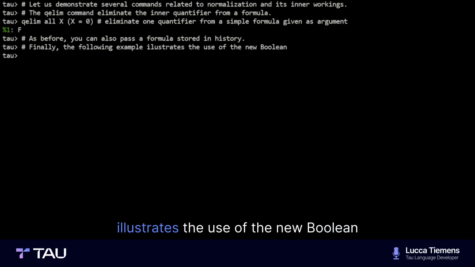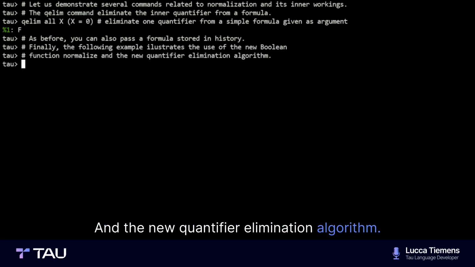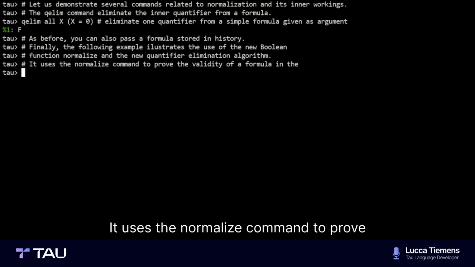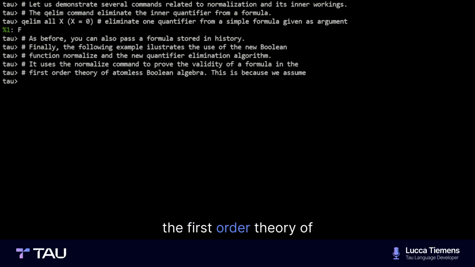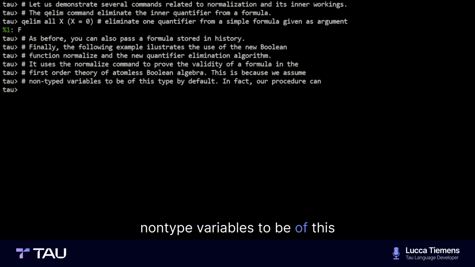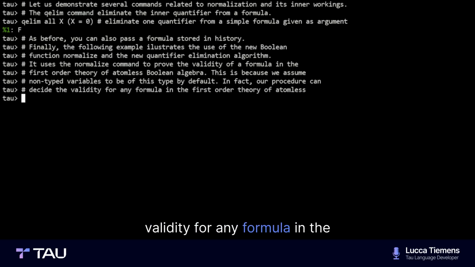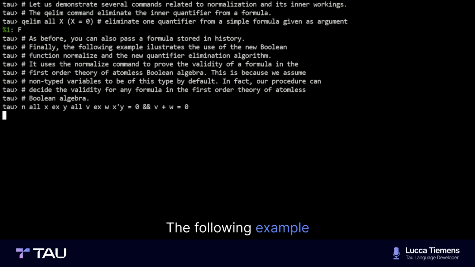Finally, the following example illustrates the use of the new Boolean function normalizer and the new quantifier elimination algorithm. It uses the normalize command to prove the validity of a formula in the first-order theory of atomless Boolean algebra. This is because we assume non-type variables to be of this kind by default. In fact, our procedure can decide the validity for any formula in the first-order theory of atomless Boolean algebra. The following example says that for all x there exists a y, such that for all v there exists a w, such that the complement of x and y is equal to 0, and v plus w is also equal to 0.